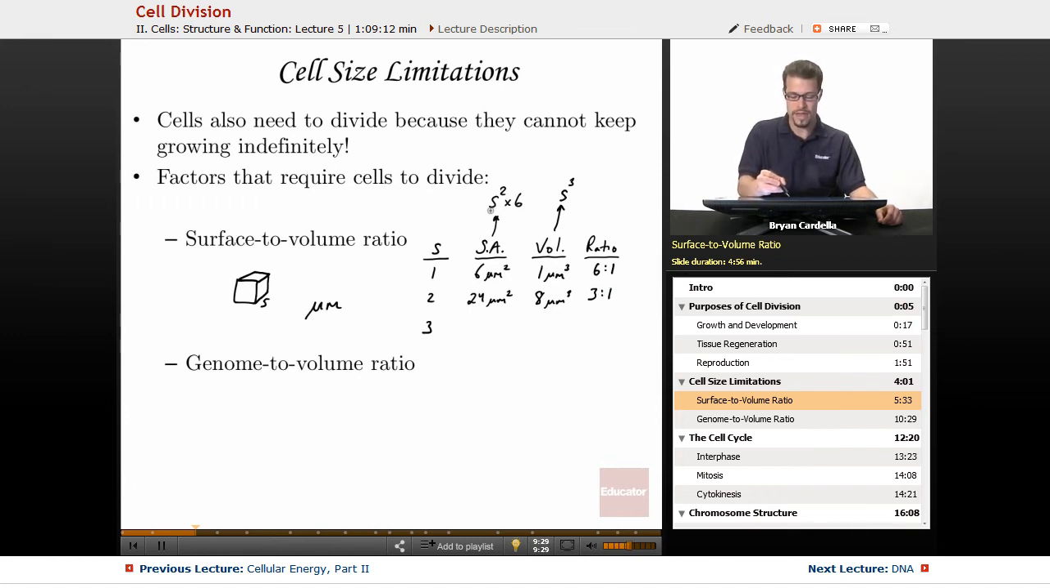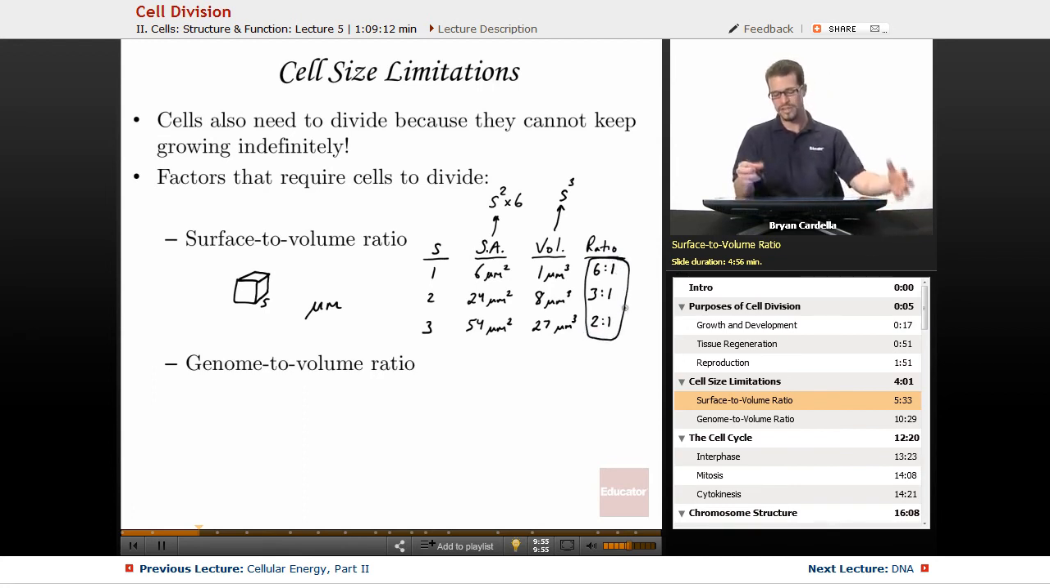Finally, when we put a 3 in there, 3 squared, 9 times 6, 54 micrometers squared. And putting a 3 in there, 3 times 3 times 3, 27 cubic micrometers. Hey, when you reduce that, look what has happened here. The ratio is gradually changing. What this is telling us is that the volume is increasing at a much greater rate.